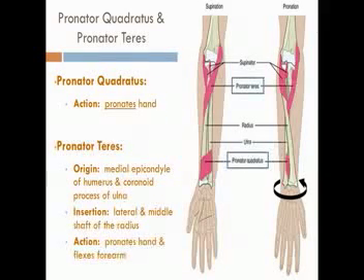Pronator Quadratus and Pronator Teres. Their name pretty much tells you what they do. Pronator pronates. Quadratus tells you the shape. So Pronator Quadratus pronates the hand. That's all you need to know. Pronator Teres originates from the medial epicondyle of the humerus and the coronoid process of the ulna. Inserts onto the lateral and middle shaft of the radius, and its action is to pronate the hand and flex the forearm.